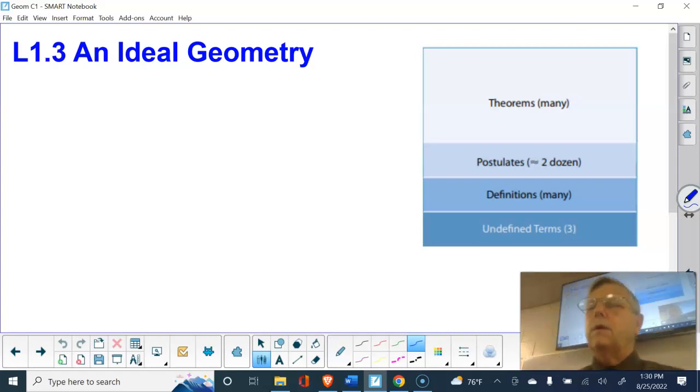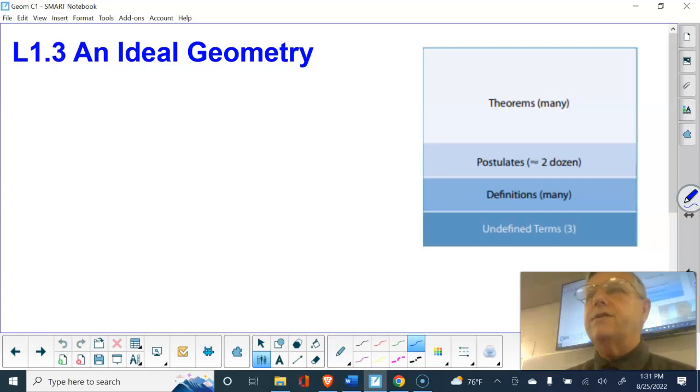Okay, so this is how the geometry is built. And the idea of geometry is that if we'll use only things that we know to be true, then our conclusions will have to be true. And so you start off with undefined terms, those 3 things that you got to start somewhere with. And then we add definitions, things that are obviously true. Then we get to postulates, and I'm going to explain them in a minute. And then finally, we get theorems.